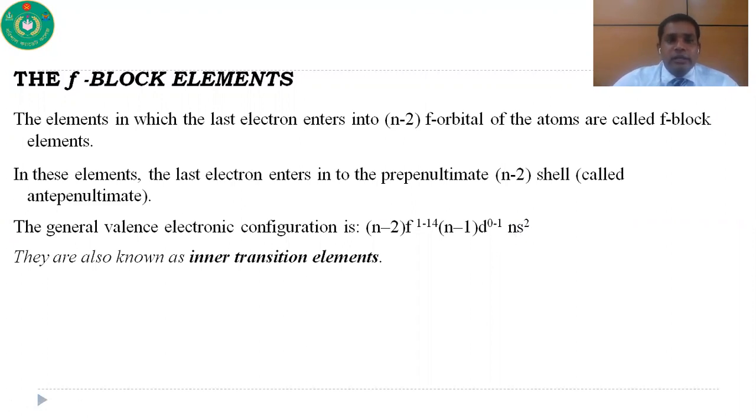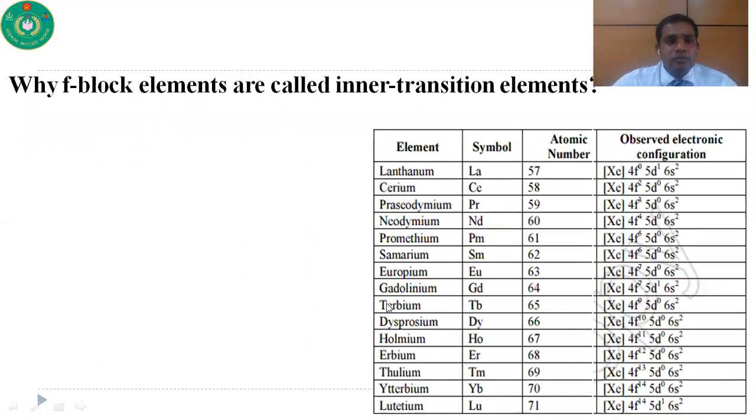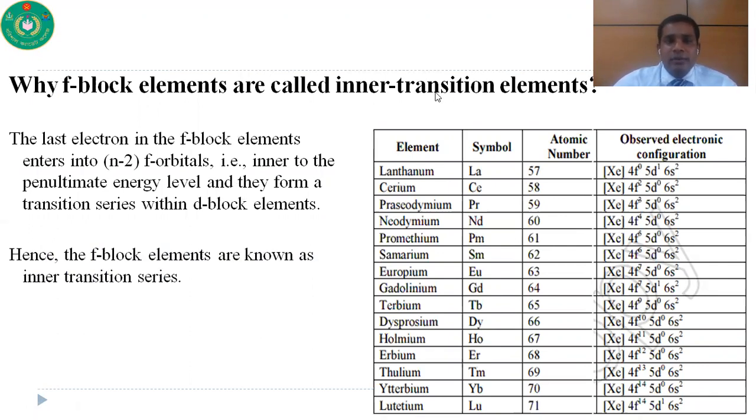As the electrons enter the f orbitals present in the pre-penultimate shell, these are known as inner transition elements. Here you can see the inner transition elements, that is lanthanide series and actinide series. These are known as f block elements. Now, why are f block elements called inner transition elements? The last electron in the f block elements enters the f orbitals, which are inner to the pre-penultimate energy level, and they form a transition series within d block elements. That's why these f block elements are called inner transition elements.